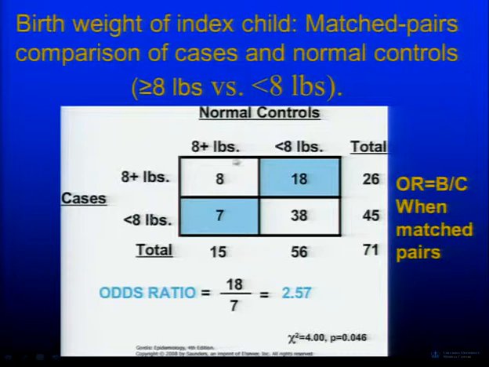So remember that when we do this, we don't care at all about these white boxes because they're what we call the concordant pairs. They are both exposed, both unexposed. What we care about are these, the discordant cases. Our odds ratio is going to be, what is this formula? B over C, and so in this case, B over C is equal to 2.57.